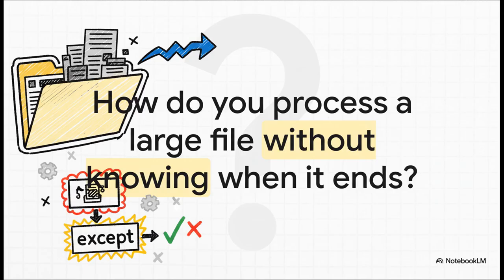Okay, so picture this, because it's a classic problem you're going to run into all the time. Imagine a huge data set. Maybe it's sales logs, maybe it's scientific data. Your program has to read every single line, but there's no little note at the top telling you when to stop. So how do you build a loop that just, well, knows when the file is done?